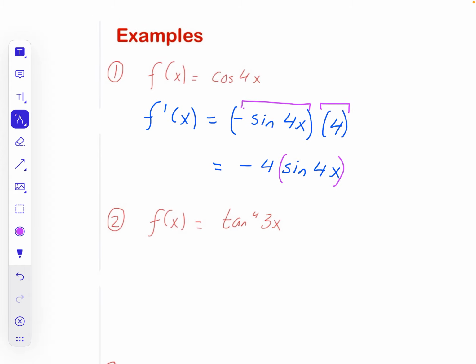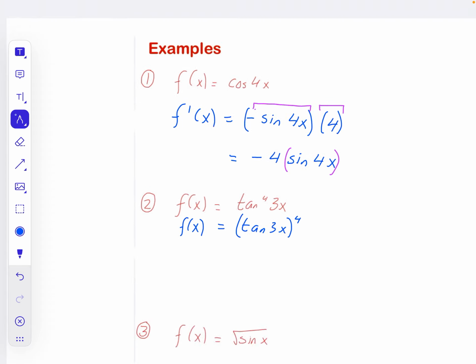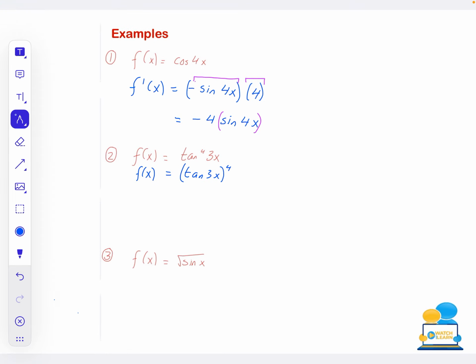Okay, next question then. This is going to look a little bit more complicated, and we're going to end up using the 3 rules that I had on the last page. We see straight away here that I have a power. I really don't like where that power is, so I'm just going to rewrite the question, not differentiating. I'm just rewriting the question as tan 3x all to the power of 4. That's perfectly allowed. You actually really need to do that to answer this question.